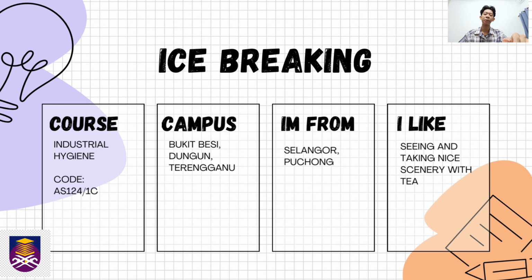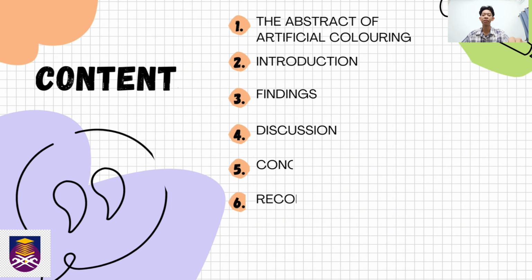So firstly, I'm taking an industrial hygiene course, which the code is AS124, and my campus is stated at Campus Bukit Besi, Dungun, Terengganu, and I'm from Selangor. I'm Selangorian. So this is the contents that I will be talking on in our video today. Let's go on to number one.